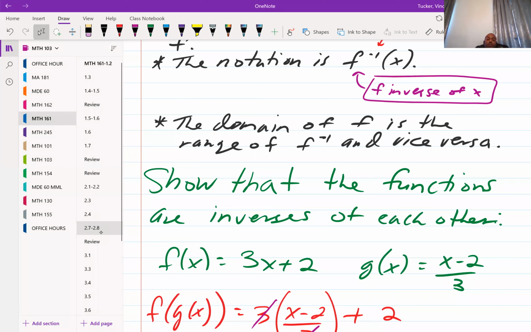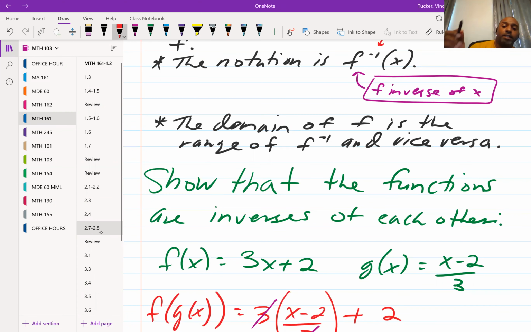So remember what I mentioned, the only way you know if functions are inverses of each other is if when you plug one into the other, it reduces down to x, and then plug the other one into it as well in reverse order, I guess you would say, and that reduces down to x as well. So both compositions have to reduce down to x in order for them to be inverses of each other. So here we have 3x plus 2, and then x minus 2 over 3.